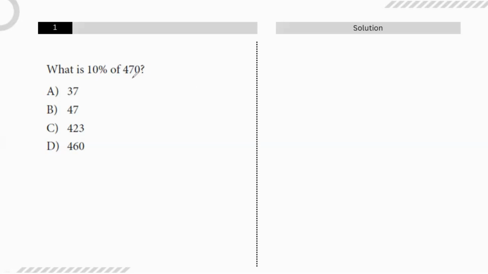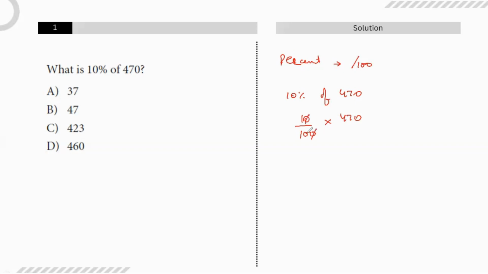10% of 470, right? And percentage, we already know that percent is nothing else but divided by 100. So if you have a percent, that is nothing else but divided by 100. So if you have 10% of 470, 10% is 10 divided by 100. Of means to multiply, and 470 as it is the number itself.